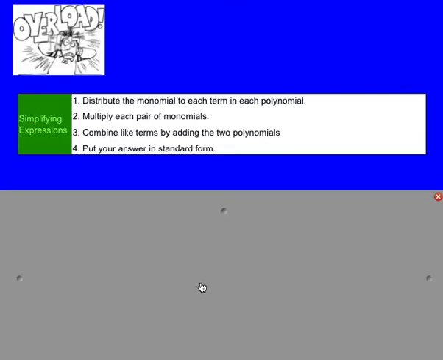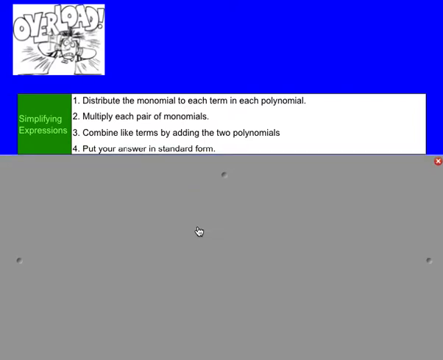Okay, so let's take a look at simplifying expressions. So the first thing you want to do is distribute the monomial to each polynomial in the term. That's what we just talked about a second ago. We talked about distributing that in, and that's what we just worked on. So then you're going to multiply the coefficients, add the exponents. Then you want to combine any like terms that are left over. So now we're going to start having like terms that need to be combined. Remember, like terms, the letters have the same exponents. And last but not least, our answer needs to be in standard form.